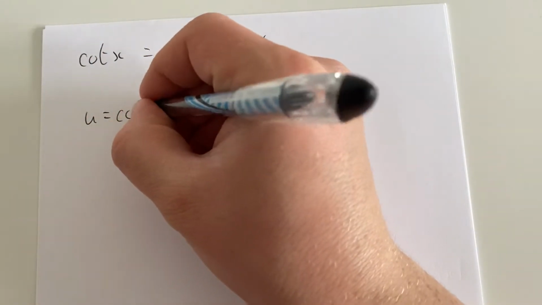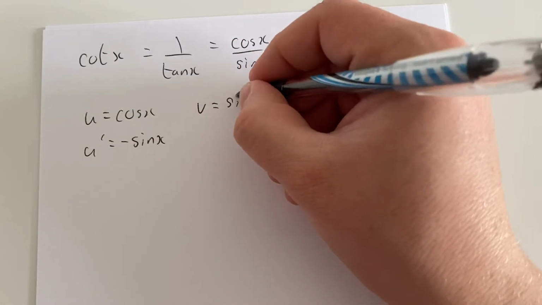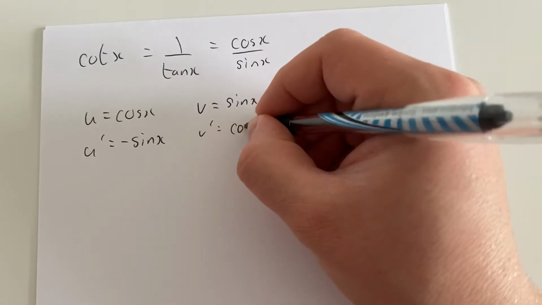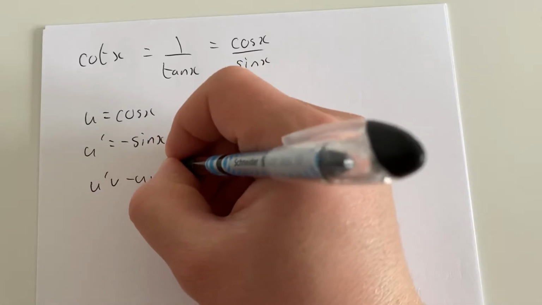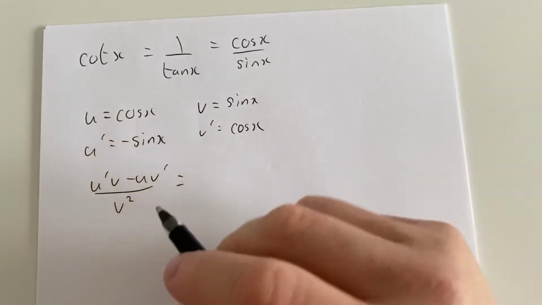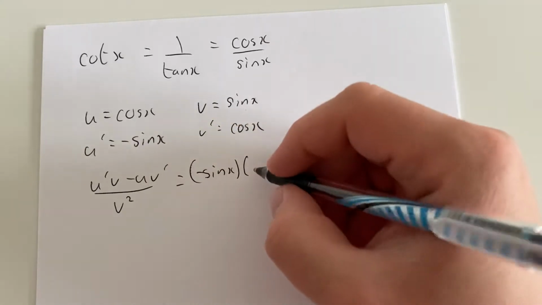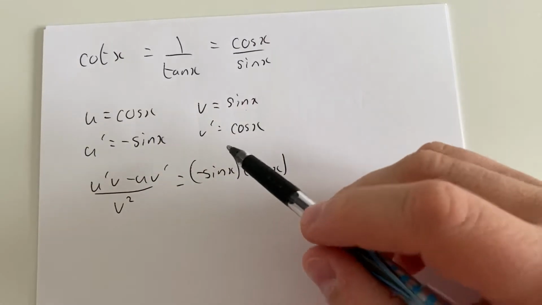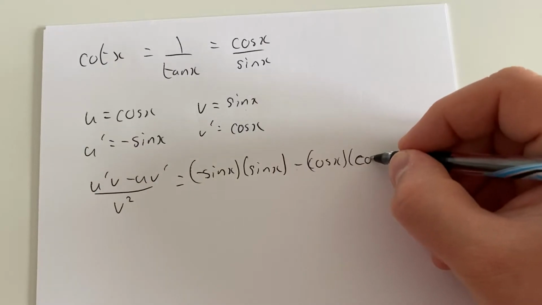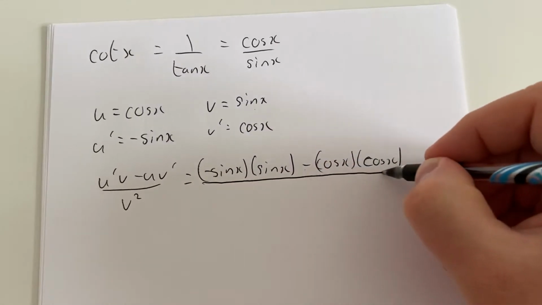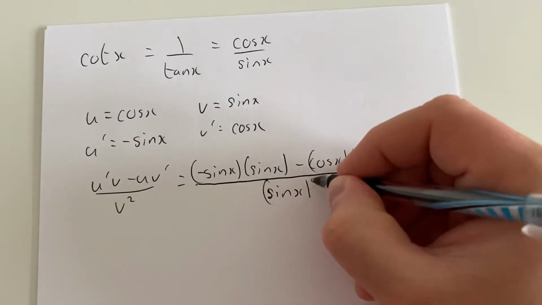So if u is cos x and u dash is minus sine x, v is sine x and v dash is cos x, then if we put it into the formula, you would have minus sine x multiplied by v, which is sine x, take away cos x multiplied by cos x, all over v squared, so sine squared x.